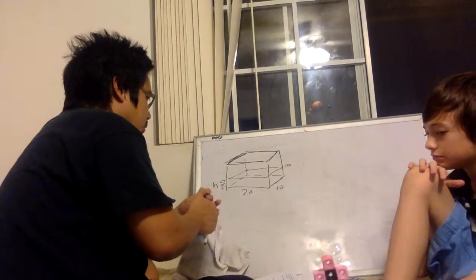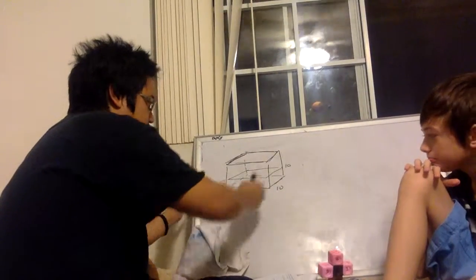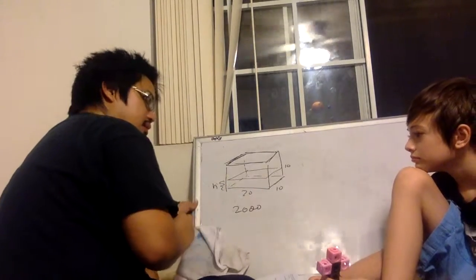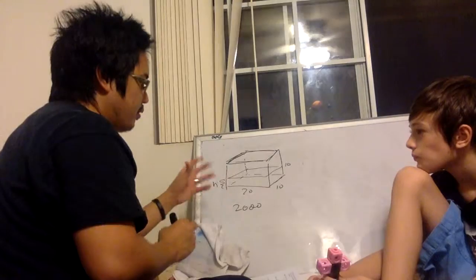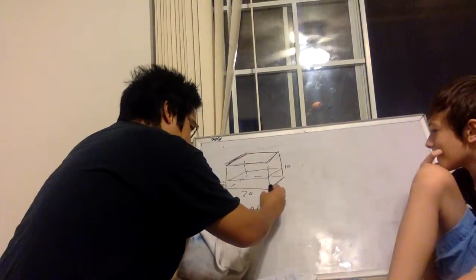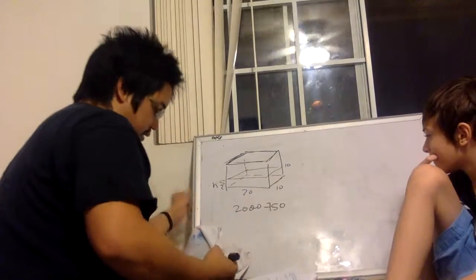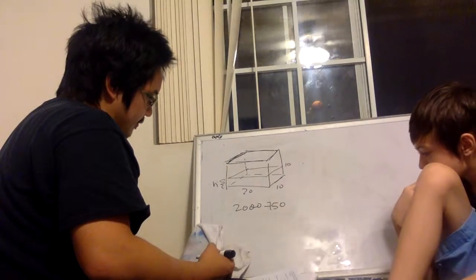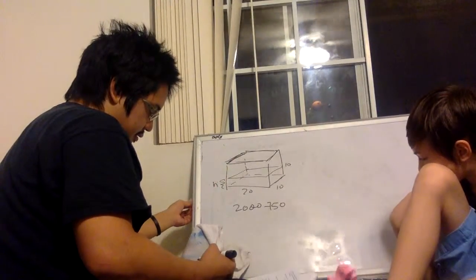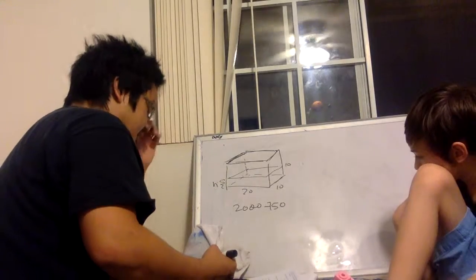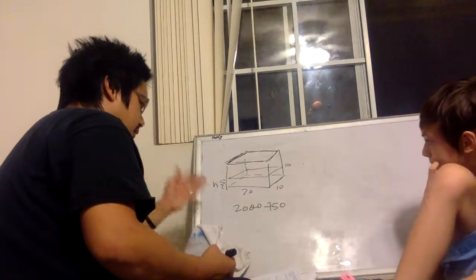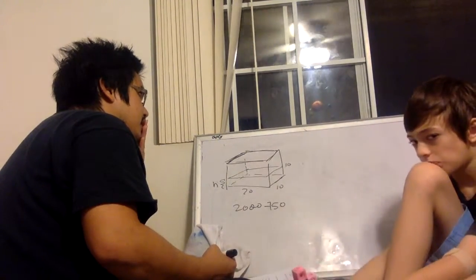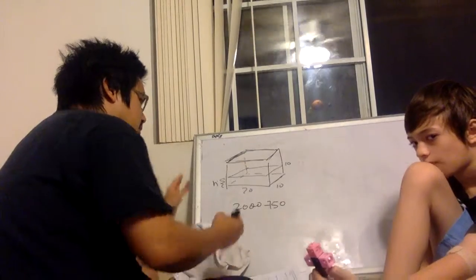Okay, so the original volume of this thing was 10 times 10, which is 100, times 20, which is 2,000 cubic centimeters, right? And then you poured out 750. So what is 2,000 minus 750? It would be, let's see, 50, 250. So 1250.